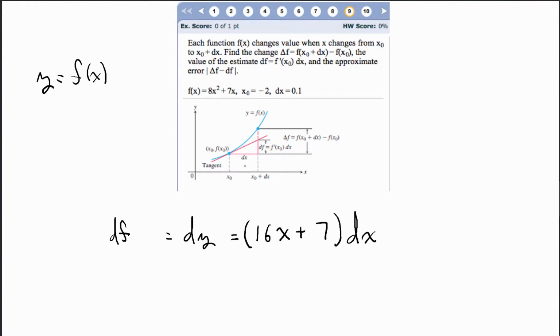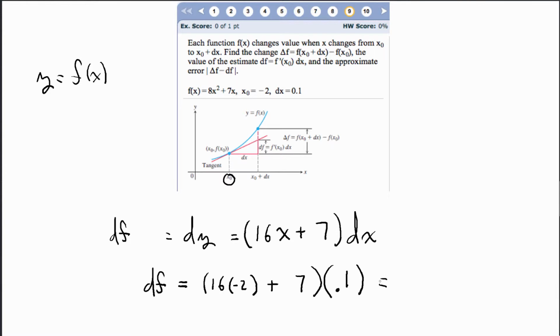Okay. So let's see what we have here. Now in this situation we're interested at the point x naught. So I'm going to write down df is exactly equal to, in this case, at the point x naught equals minus 2, so we get 16 times minus 2, plus 7, and then times our dx, the change in x, which is 0.1. So notice that in a sense dy is a function of dx and x. Okay, so that's our dy.